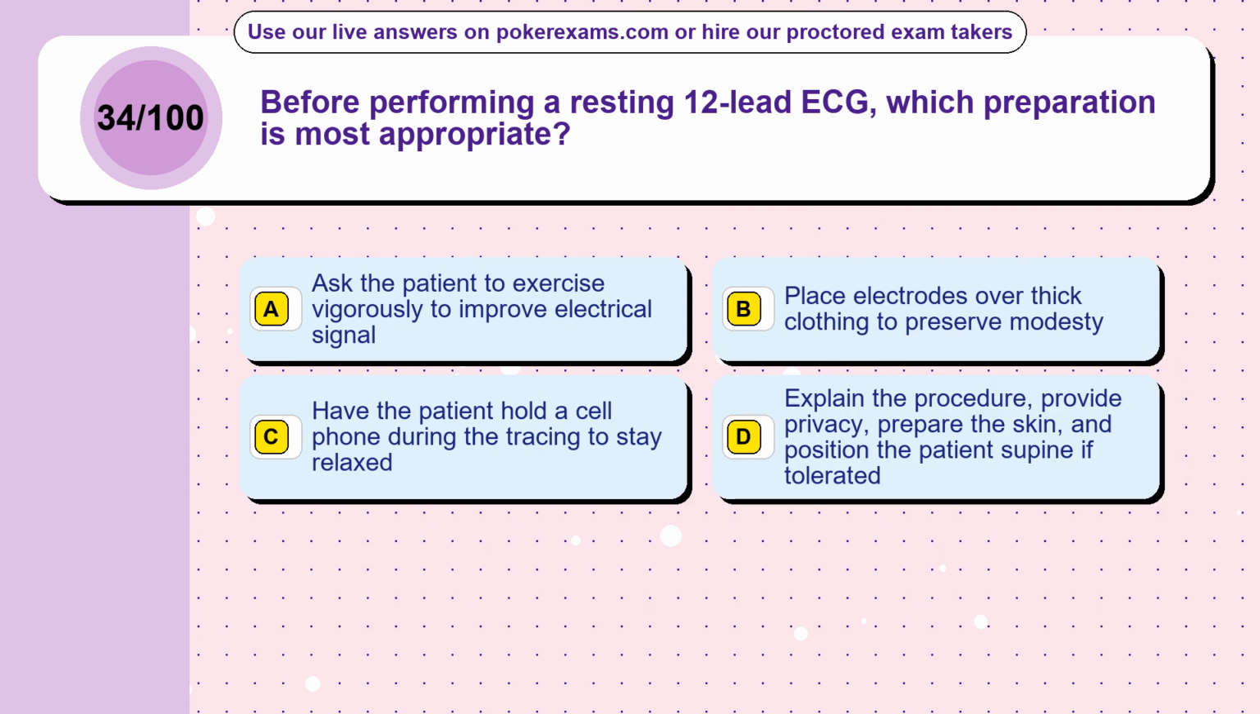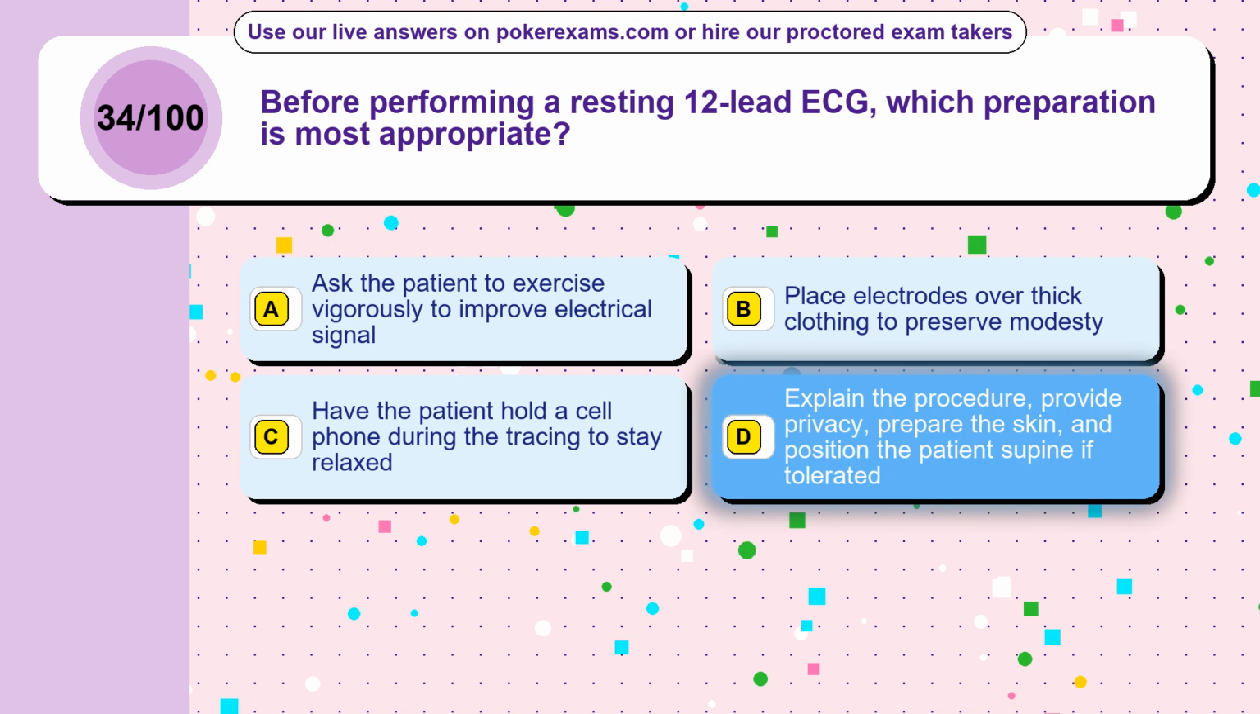Question 34. Before performing a resting 12-lead ECG, which preparation is most appropriate? Option A. Ask the patient to exercise vigorously to improve electrical signal. Option B. Place electrodes over thick clothing to preserve modesty. Option C. Have the patient hold a cell phone during the tracing to stay relaxed. Option D. Explain the procedure, provide privacy, prepare the skin, and position the patient supine if tolerated.